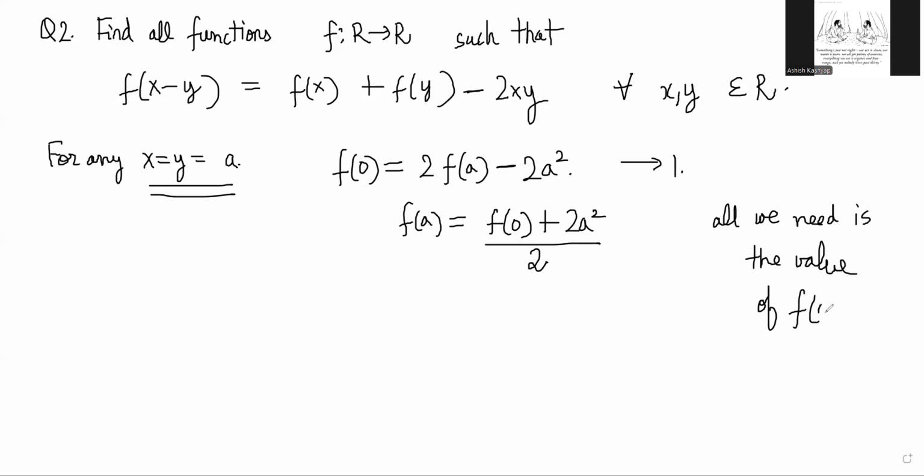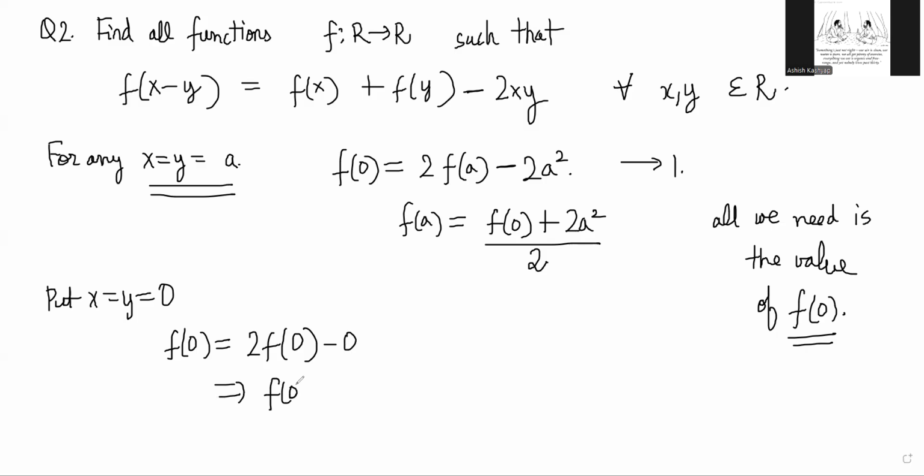All we need is the value of f(0), and then we'll know what f(a) is. So how can we find f(0)? It is actually pretty simple. Put x = y = 0 in the original equation. You get f(0) = 2f(0) - 0, which implies f(0) = 2f(0), or f(0) = 0.